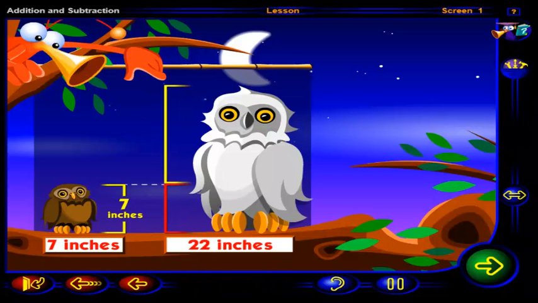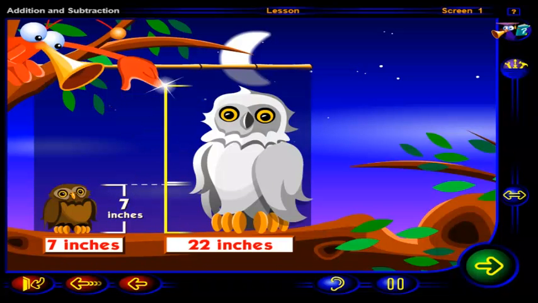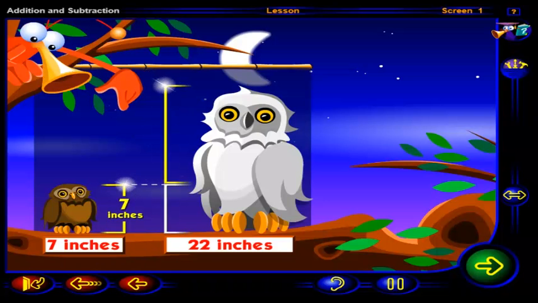That's right. This part of this height shows how much taller the snowy owl is. This shows the height of the pygmy owl. This shows the height of the snowy owl. And this part shows how much taller the snowy owl is than the pygmy owl.